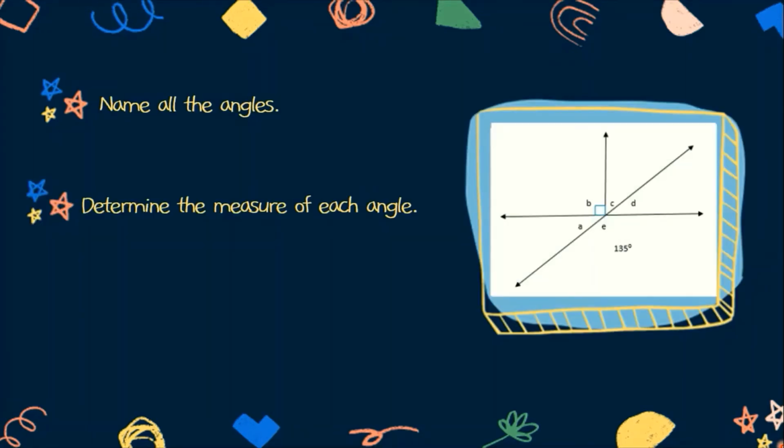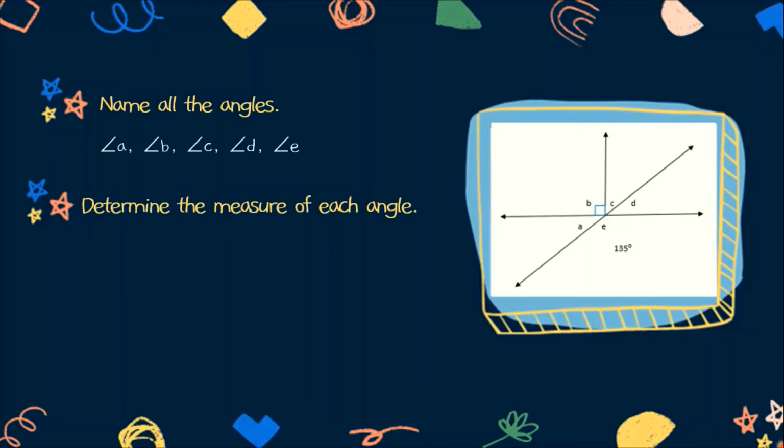Let's have an activity using this illustration. Ito yung ating unang line. Ito ay line din at ito pa. We're able to form a few angles and some measurements. Based on this illustration, we have to name all the angles and determine the measure of each angle.